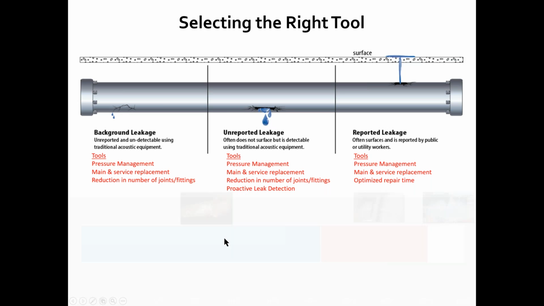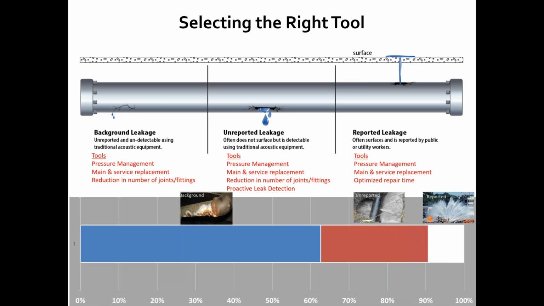We have another scenario where the profile of leakage is very different, and these are all based on real utilities and real numbers, by the way. So in this case, the background leakage is the predominant of the 3, and there is a moderate amount of unreported leakage and very little reported leakage. So optimizing the repair time once the utility becomes aware of the leak is not really going to move the needle much. They're already pretty efficient in that portion.